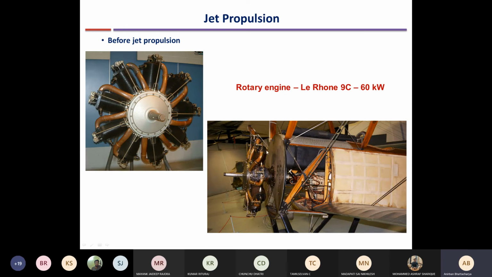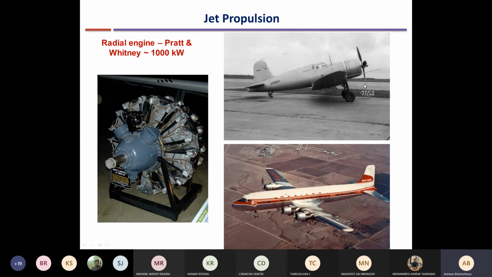Okay, so the shaft was fixed and all the engines rotated at a very high velocity, and a propeller was mounted on the engines itself. The propeller used to rotate with the engines at a high velocity and generated the thrust. Propellers like this. Okay, so similar to this.